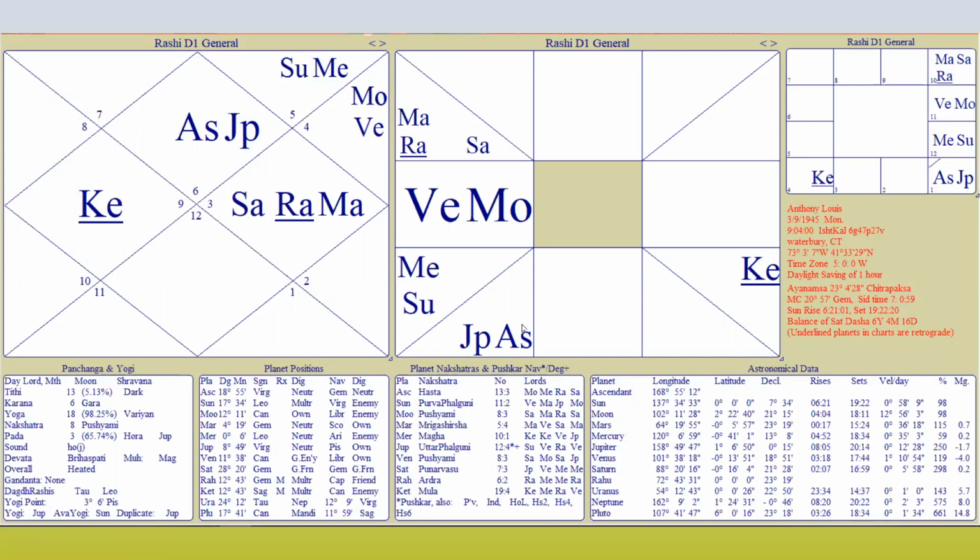What sign is the 7th house for Anthony? This is his chart here, is that correct? Yes. All of them are his charts. Use any one of them. The sign in the 7th house is Pisces. Good. And who's the ruler of Pisces? Jupiter, and that's in the first house. And the first house is his rising sign, correct? Yes. Okay, excellent.